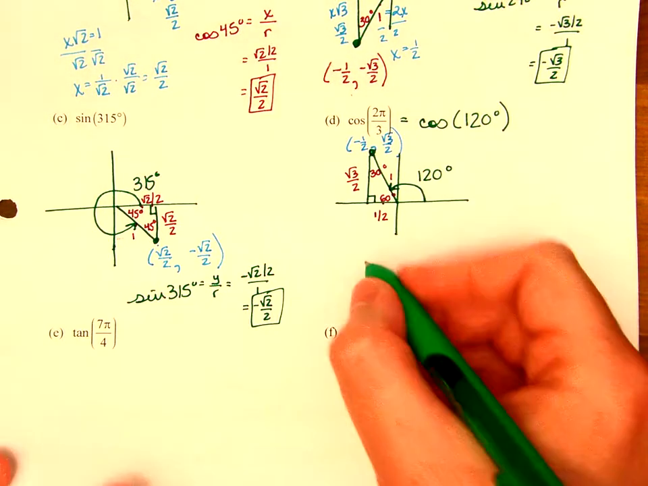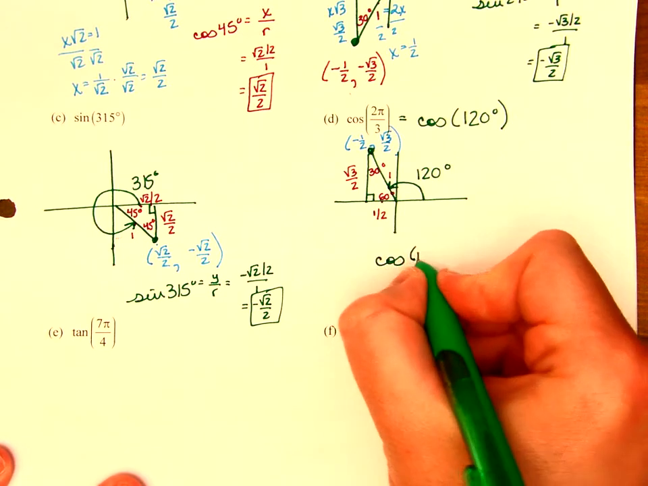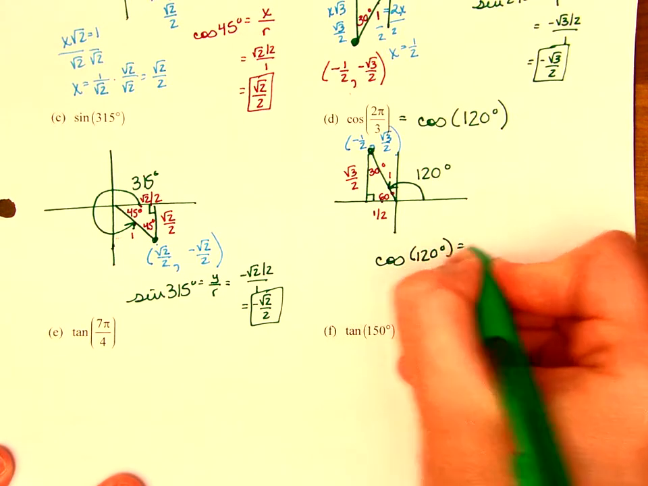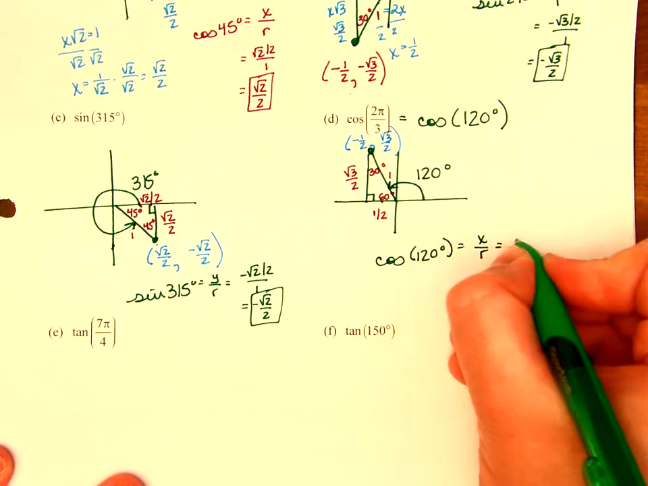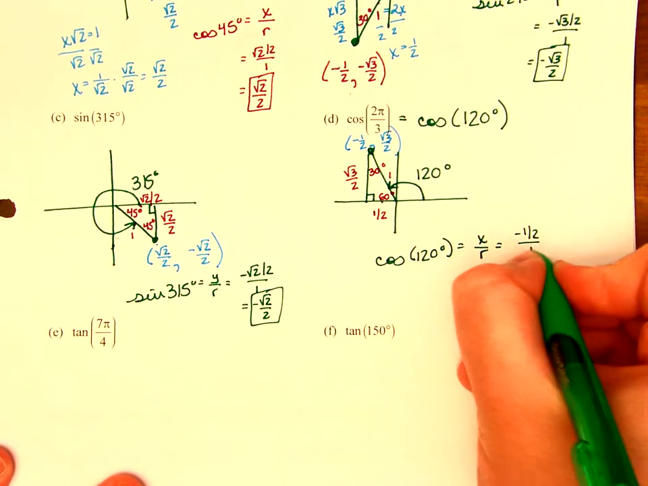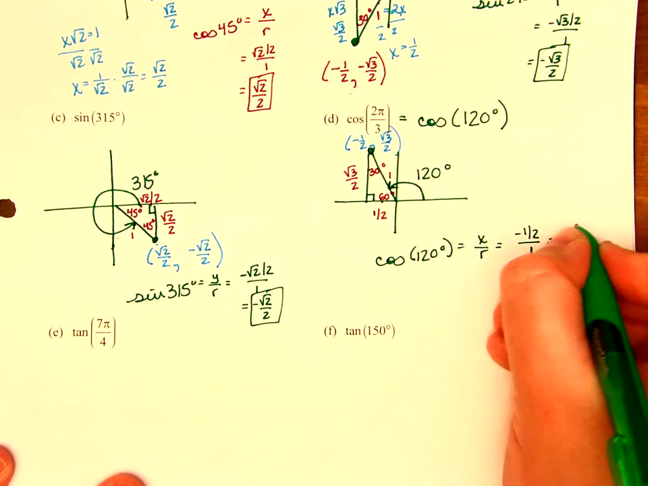So the cosine of 120 is the x over the r. That's negative a half over 1. That's negative a half.